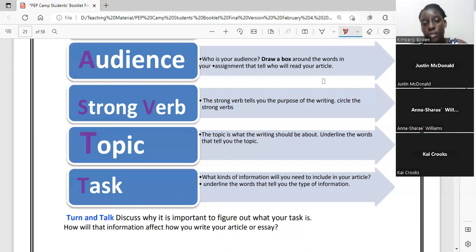Miss, if I can please answer, Miss. Go ahead, Kai. Miss, it will change what we put in the essay, what we need to have in the essay, and what we don't need to have in the essay. Okay, so I'm leaning towards the part where you say what you need to include in the essay. So basically, it will affect how we write our essay because we will include only the things that are necessary and just stay away from the irrelevant information, right? Yes, basically.